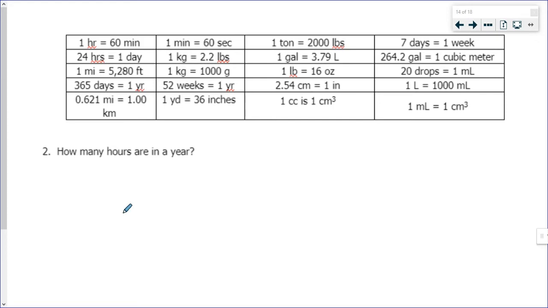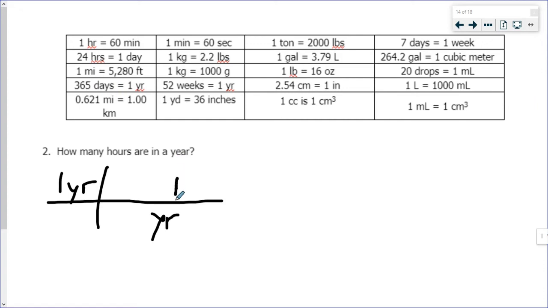All right, so now if we wanted to know how many hours there are in a year, we're going to start out with 1 year. And we can see here that we've got 1 year is 365 days. I know there's leap years and that sort of thing. We're just going to kind of ignore that for the sake of this problem. I want to get rid of years, so I'm going to put years on the opposite line. And I know from this conversion factor that I can go into days. And again, I write down my units before I write down my numbers.